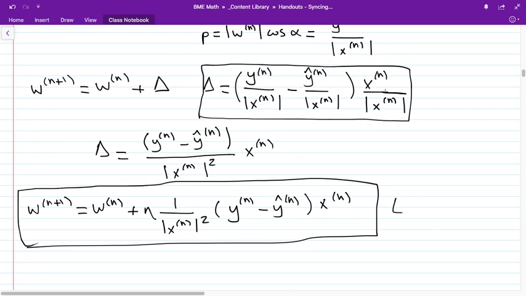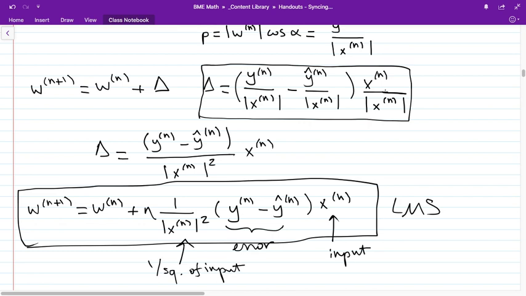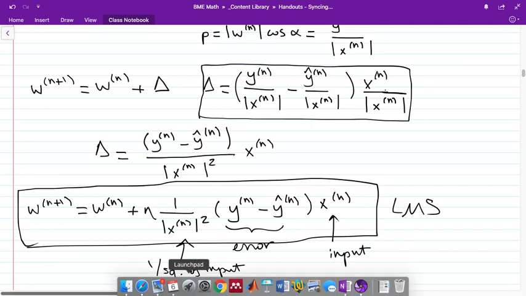It's called LMS. You take your prediction error, you weigh it by the inverse of the square of the size of the input, you project it onto your input, and that becomes how much you should change your weight.